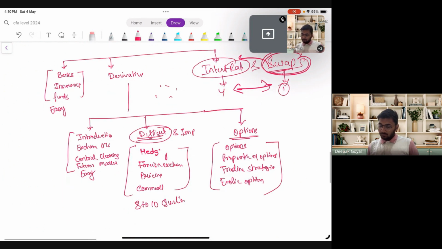Now, I am highlighting a few important things.